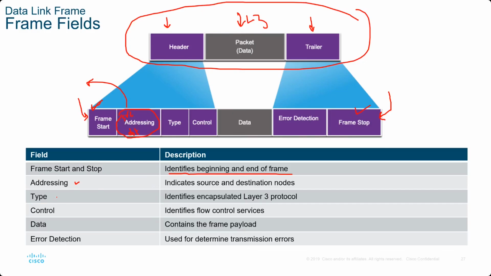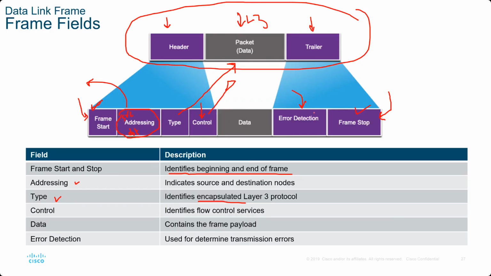The type of encapsulation identifies the encapsulated layer 3. The type shows what kind of data is inside the packet, for example a layer 3 IPv4 or IPv6 packet, so it gives that information. Then we have control information, where we identify different control services, and error detection bits, so that if we have errors they could be corrected or at least detected.